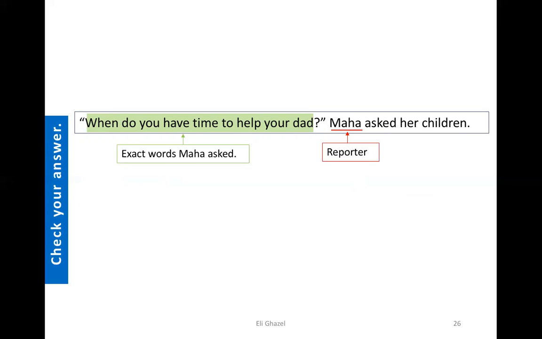Now notice we have your dad, Maha, and her children. We have three different people here. So we need to be careful when we are reporting it to establish the references. So notice, when do you is referring to her children. She's talking to them. But your dad is referring to the children's dad. So we need to be careful when we are talking and reporting.